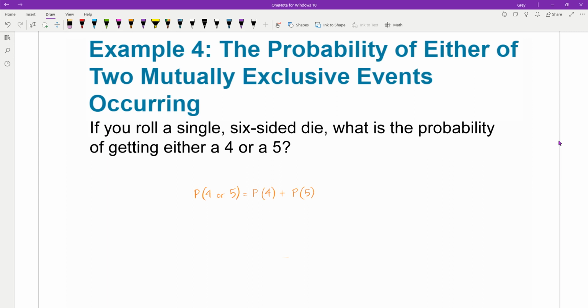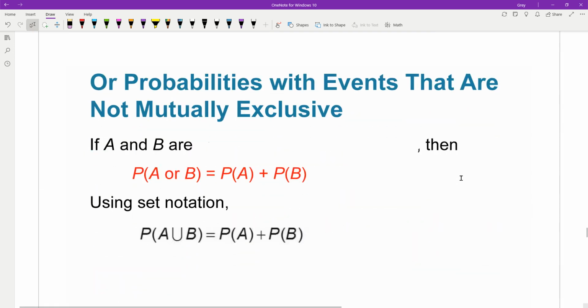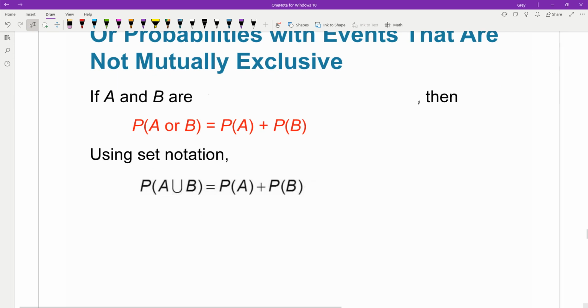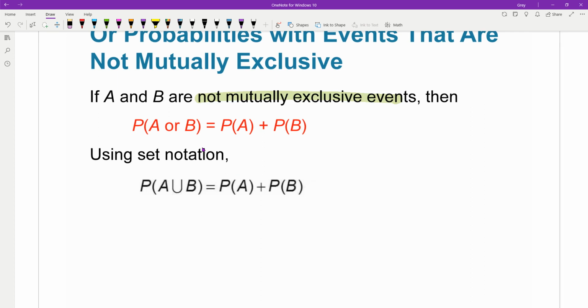There's 1 out of 6 sides for 4, and the probability of 5 is 1 out of 6. So when I add that, I get 2/6, which is, of course, 1/3. All right. Now, you have to talk about, well, what if they're not mutually exclusive? And if two events are not mutually exclusive, then you have to think about the overlap and subtract that overlap.